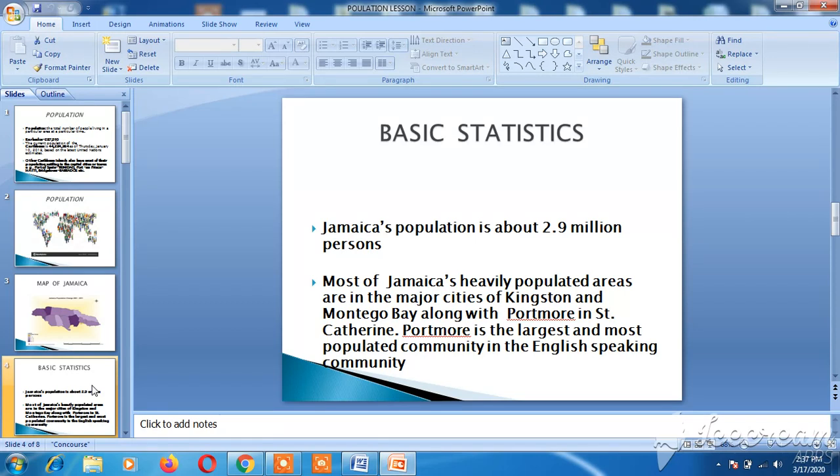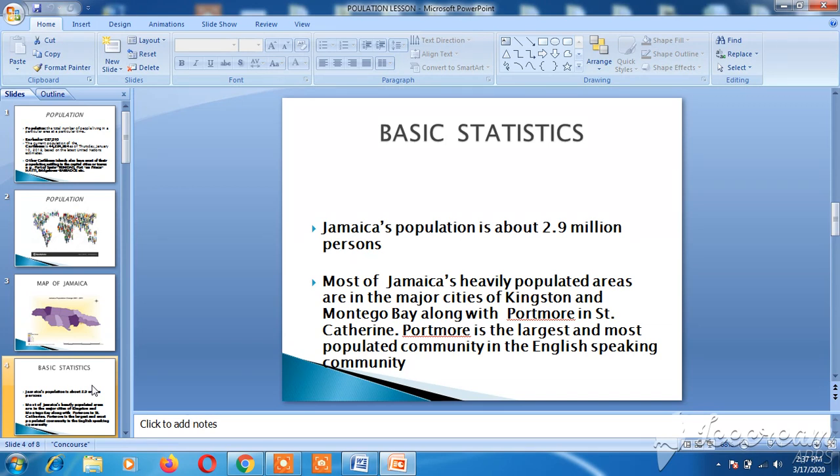Now we move on to some basic statistics about population in Jamaica. Now it is estimated that Jamaica's population is about 2.9 million persons. That's what was taken from the last census. And as you must have read, a census is done every 5 years.